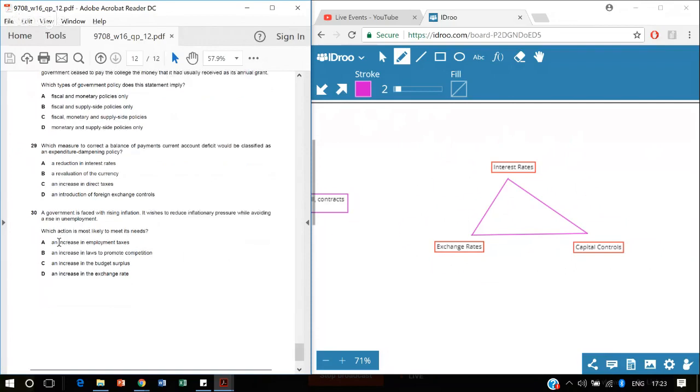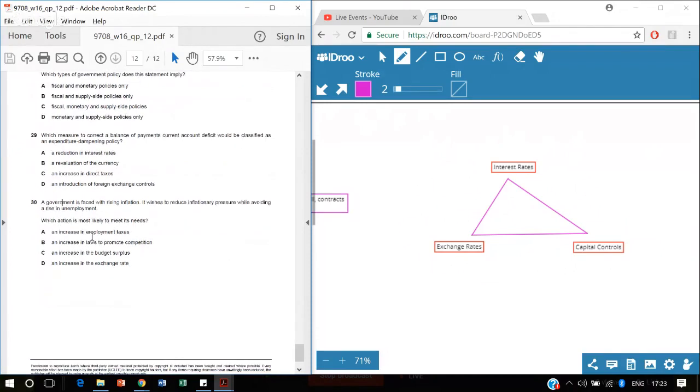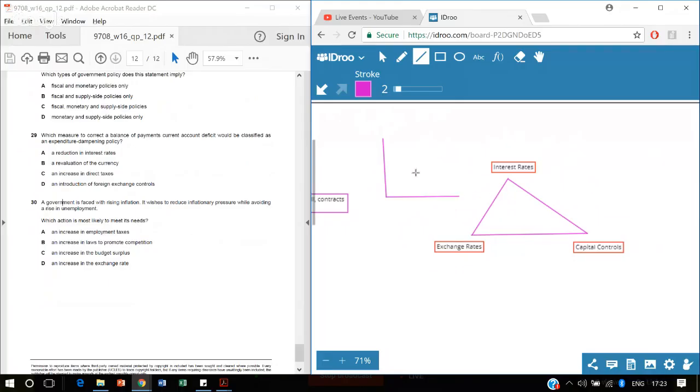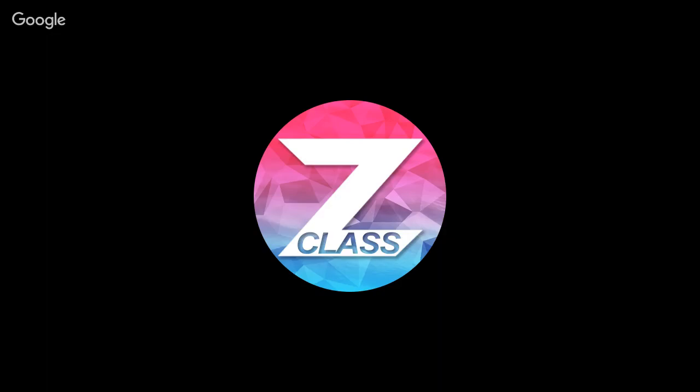Okay, 30. A government is faced with rising inflation. It wishes to reduce inflationary pressure while avoiding a rise in unemployment. Okay, so have you heard of the Phillips Curve? I don't think so. Okay, so the Phillips Curve is a very famous relationship in economics, which basically says that you have to choose between low inflation and high unemployment, or high inflation and low unemployment. If you think about it from the supply side, the lower unemployment gets, how's that going to affect SRAS? The lower unemployment? Yeah.